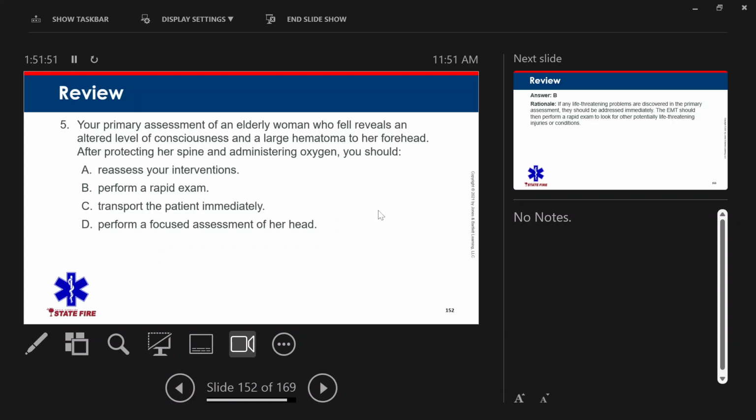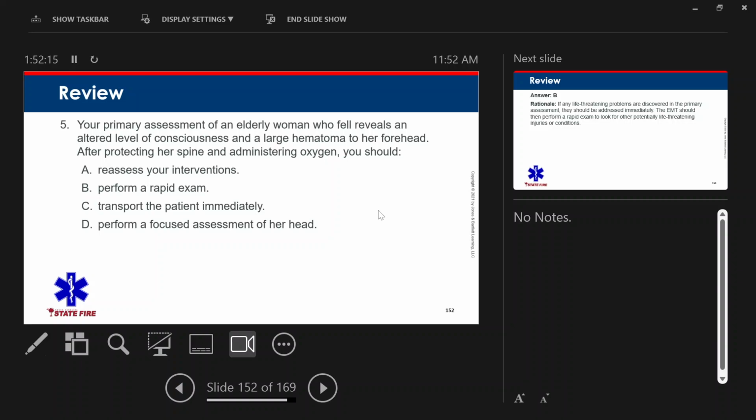Reassess your interventions. Where would that happen? Secondary. In the secondary, so it's out. We reassess in the secondary. It's out. Perform a rapid exam. Would you do a rapid exam with this patient? Yeah, but wouldn't you say you did? That's why I'm going to hold on to that one. Transport the patient immediately is certainly a good answer.